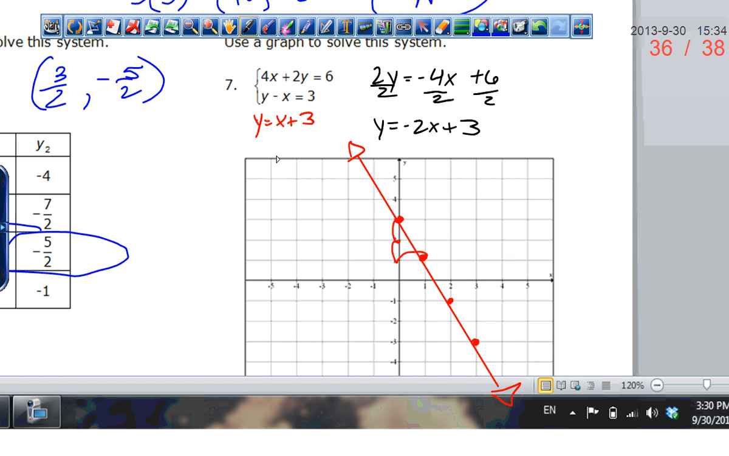Okay, what's my other one? Start at 3. So for this one, we just get y and we graph it. Is it that easy?